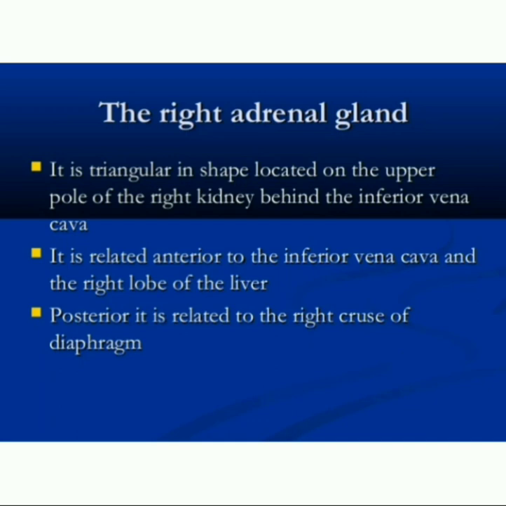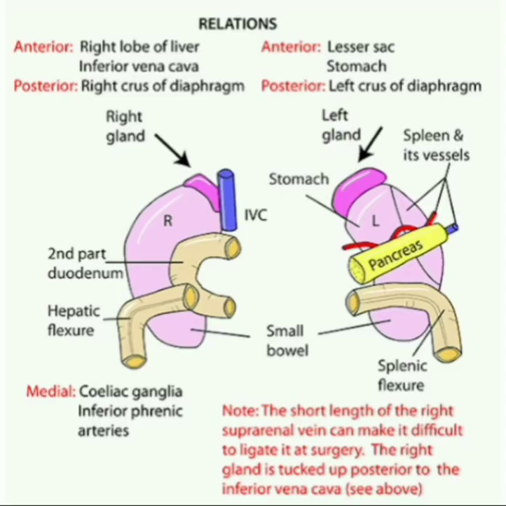Next, the right adrenal gland. It is triangular in shape and it is located on the upper pole of the right kidney and behind the inferior vena cava. You can see in this diagram the right suprarenal gland situated on the upper pole, behind the inferior vena cava.